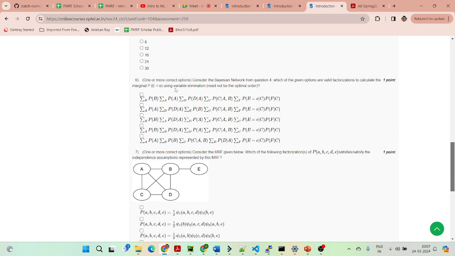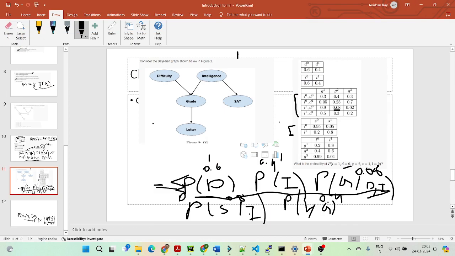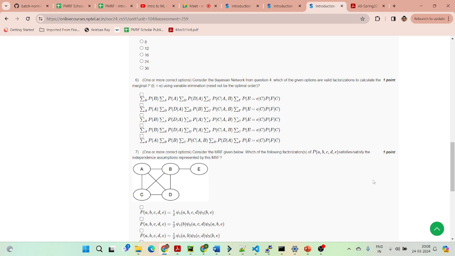So variable elimination is marginalization. Okay, so simple enough, I think. Valid factorization: to calculate the marginalization, you have to check whether it's a valid factorization. Valid factorization only means that it should satisfy this structure. Okay, so this one is doable, very much doable.